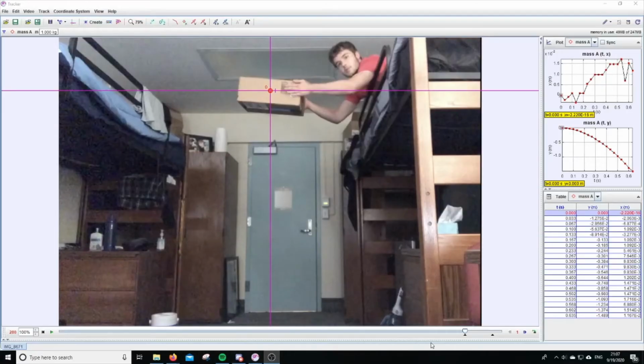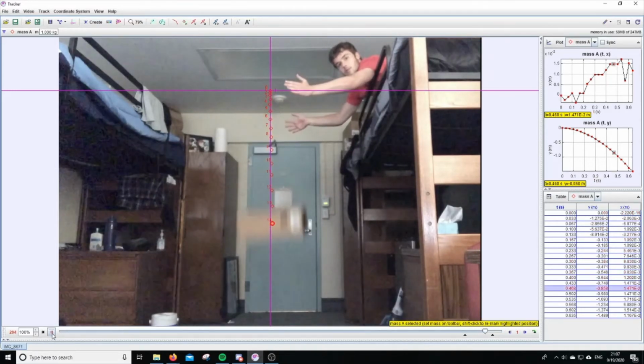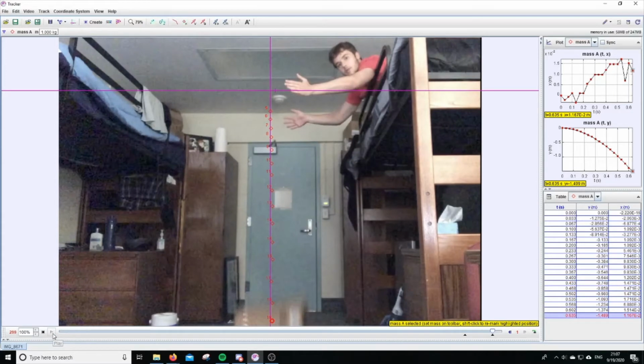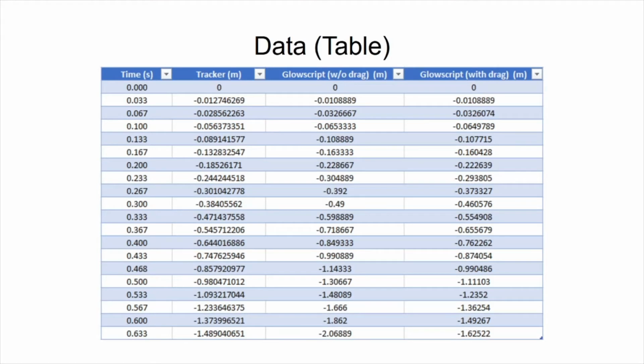Okay, so here is the motion of the object in Tracker. As you can see, as the box descends, the change in position over the same interval of time becomes larger and larger as a result of acceleration due to gravity. And here's that information plotted into a data table.